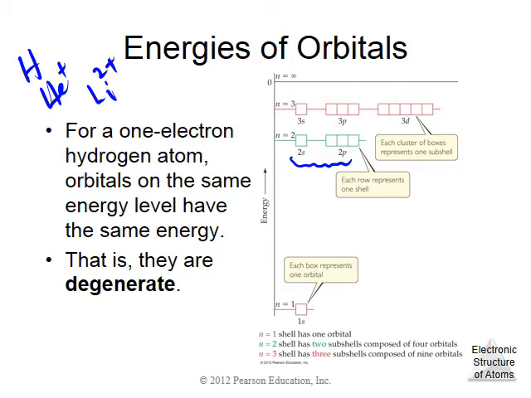N equals 3 would have 3 subshells. Remember, n equals 1 has 1 subshell, 2 has 2, 3 has 3, and those 3 would be L 0, 1, and 2. So s, p, and d. Again, for a 1-electron atom, 3s, 3p, and 3d would have the same energy. Similarly, 4s, 4p, 4d, and 4f would have the same energy. Now, degenerate energy means they have the same energy. That's what degenerate orbitals mean.